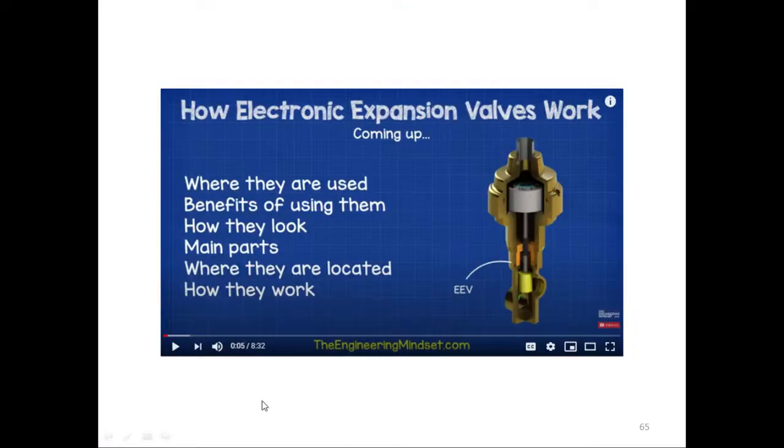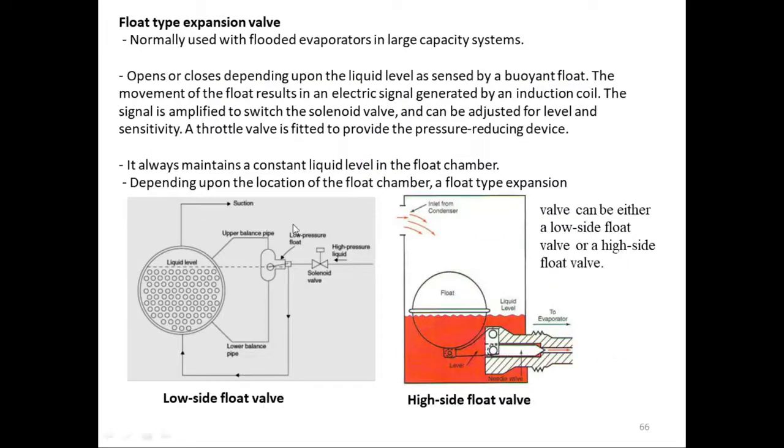Okay, that was all about the electronic expansion valve. Next expansion valve is the float type expansion valve. This float type expansion valve is normally used for large capacity systems. It is not used in your regular domestic refrigerator or air conditioning, but it is used in industrial applications, for a chiller type of application.